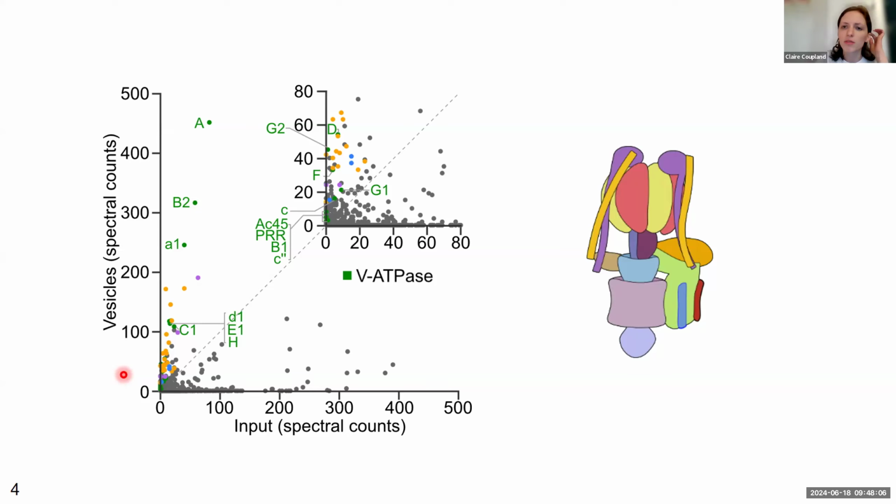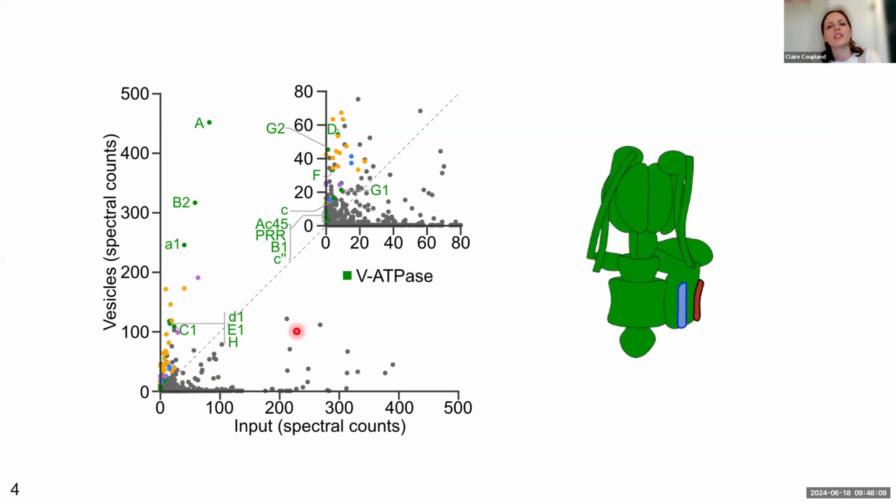And we were able to identify 14 of the 16 V-ATPase subunits, all bar these two small hydrophobic subunits, which were likely just unable to be detected via mass spectrometry due to their size.